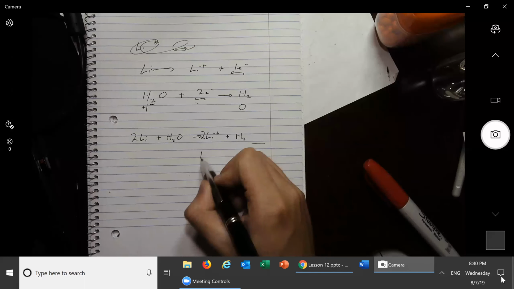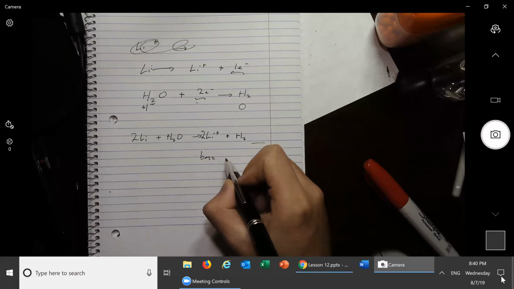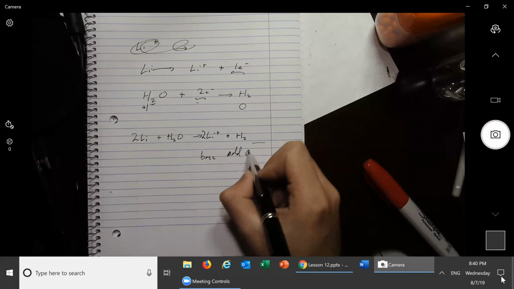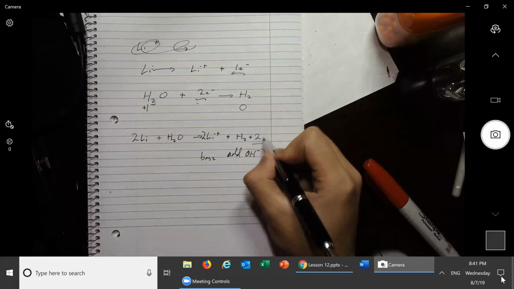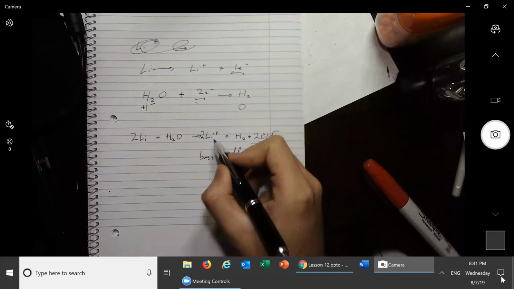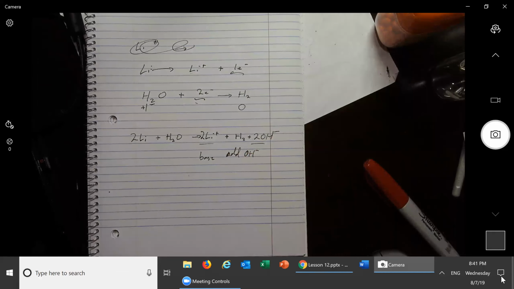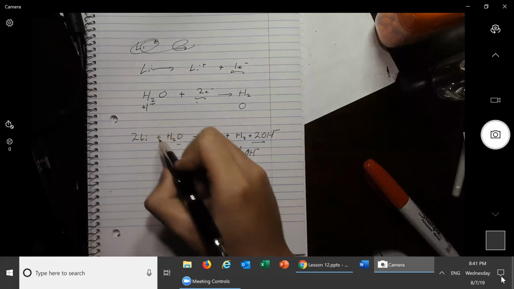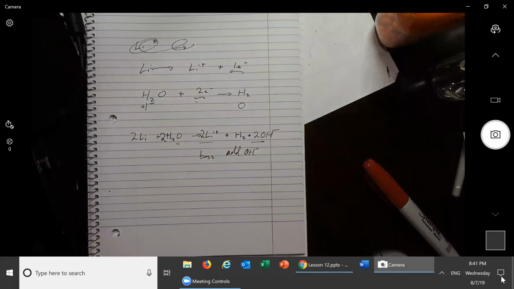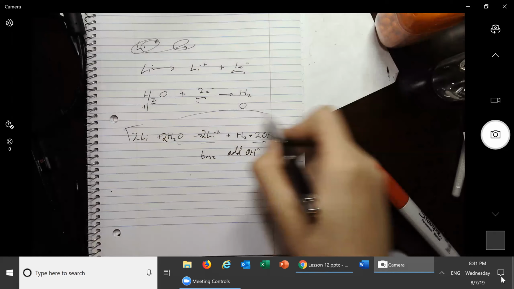This is in base, so we add OH minus. We need 2 OH minuses to balance out the 2 Li pluses. And now we have 1 oxygen here and 2 oxygens there. So we need to add another H2O and everything's balanced. So this is the answer.